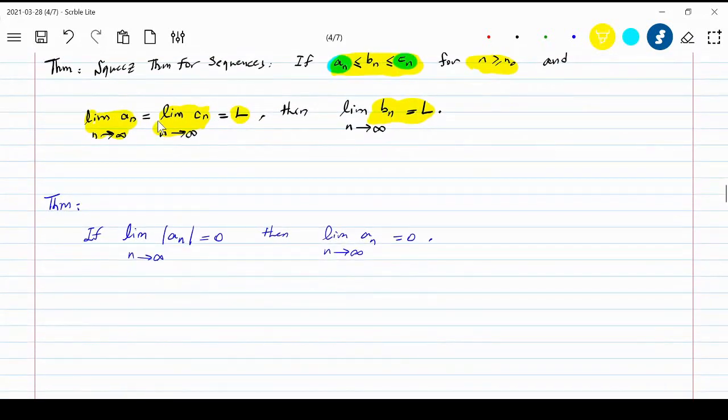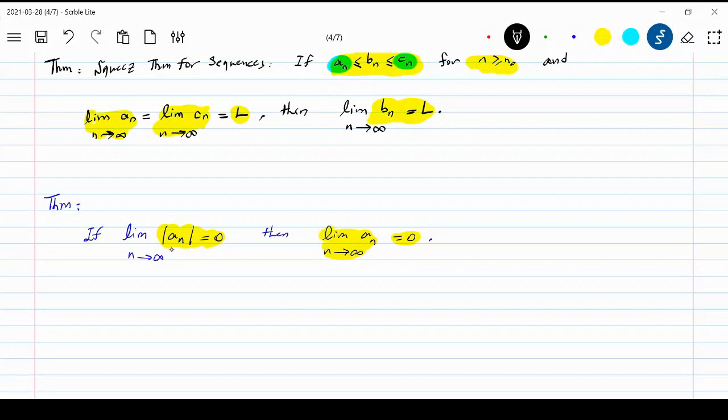Okay, finally, if you take a limit of a sequence with absolute value, and that limit is 0, that tells you that the limit without absolute value still would be 0. So that absolute value doesn't affect the limit if it's simply 0. If it's a positive number, then you can't say anything about the limit of An.